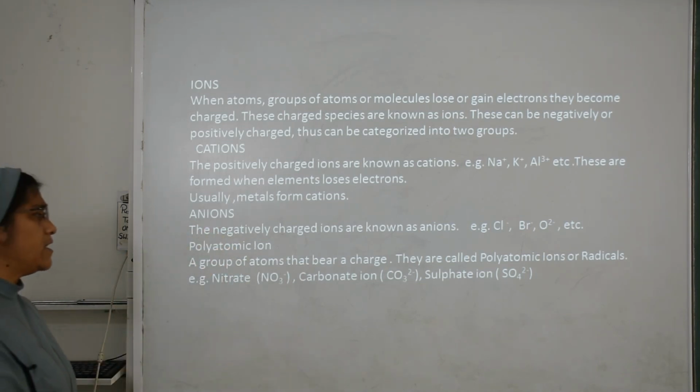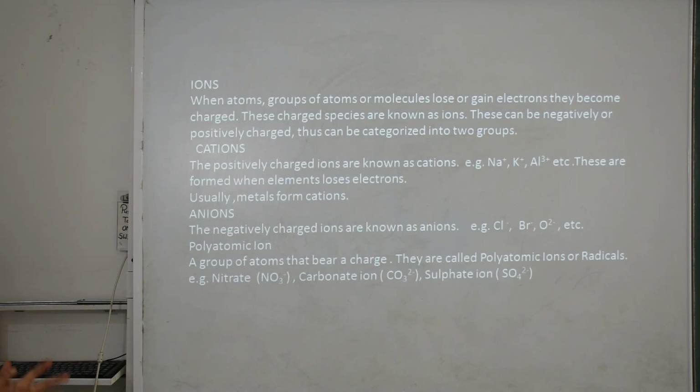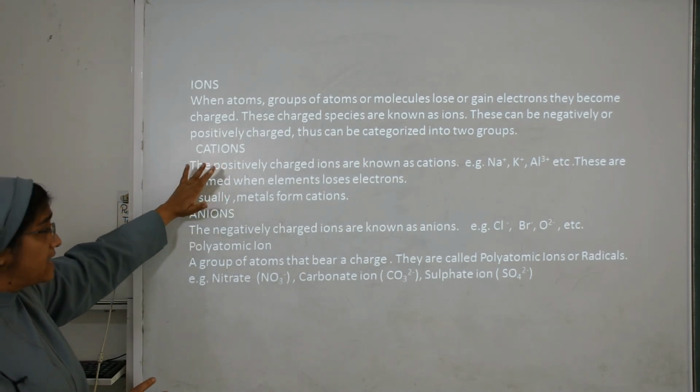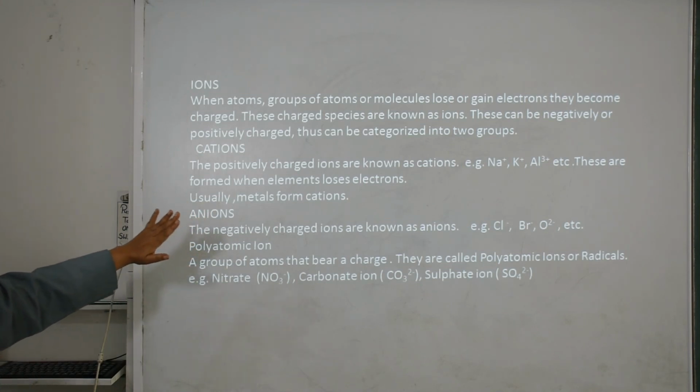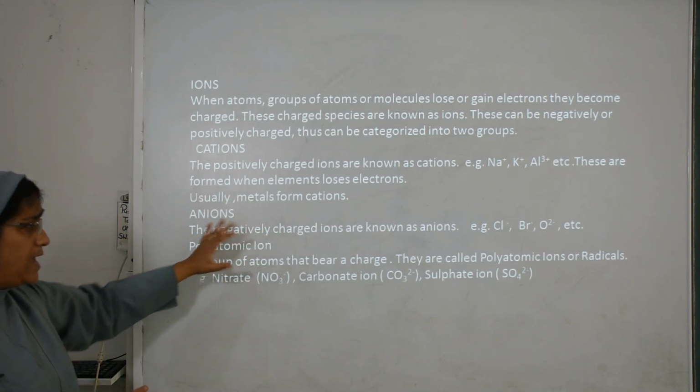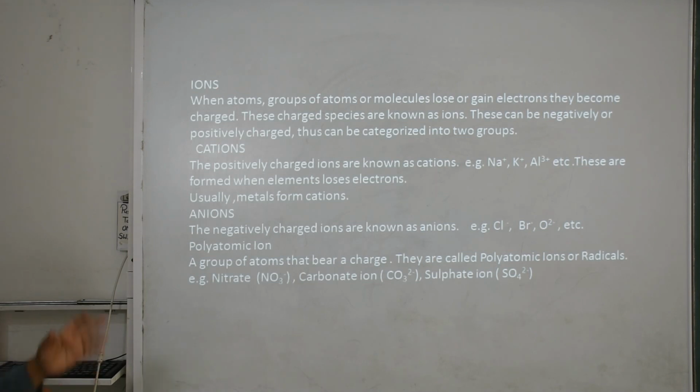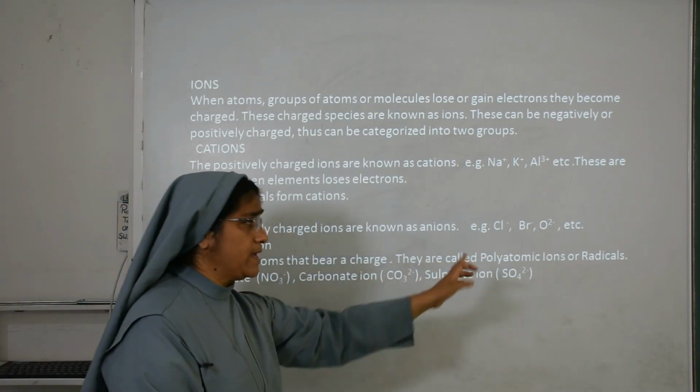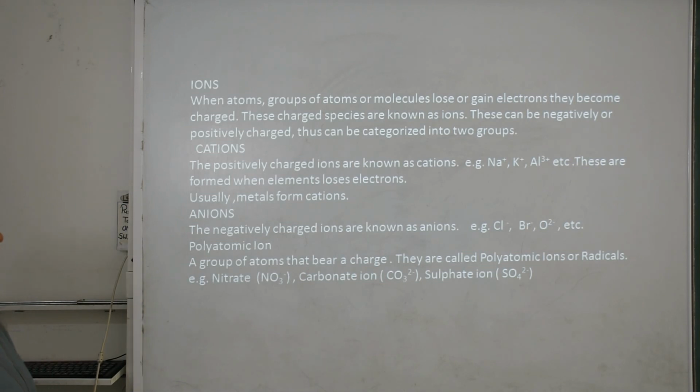Then polyatomic ion means a group of atoms that bear a charge. In the case of cations and anions, we have seen that there is no group of atoms bearing a charge. Here, a polyatomic ion means a group of atoms that bear a charge. So they are called polyatomic ions. Another name is radicals.